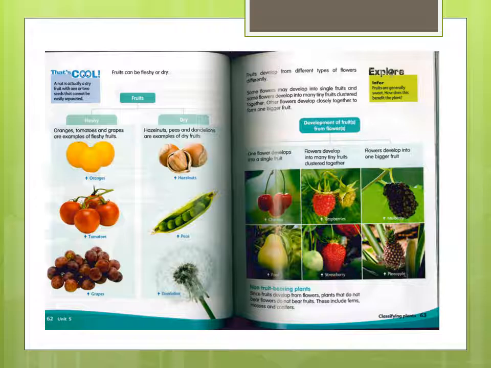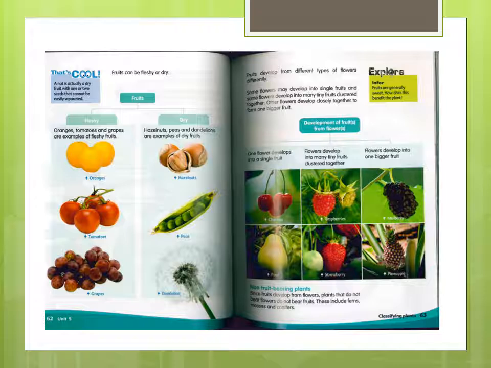Yum, yum. As you can see on page 63, fruits develop from different types of flowers. Different flowers reproduce and give different fruits. One flower can develop into a single fruit, whereas some flowers develop into many tiny fruits clustered together, and some flowers just give one big fruit. Now, can you identify from the picture on your right a fruit that is developed into many tiny fruits clustered together? Can you spot that picture? Can you spot a plant which has flowered into a big fruit? Can you see that? Yes, we can all see that, right? Pineapple is one big fruit here, and raspberries and mulberry are tiny fruits which are clustered together into one big fruit.